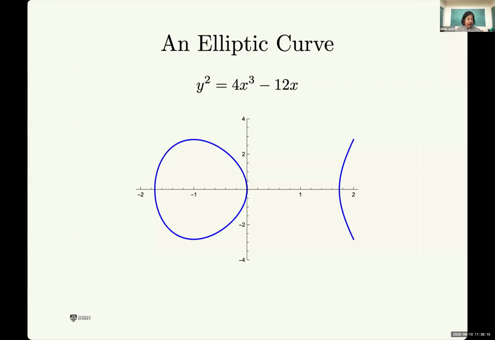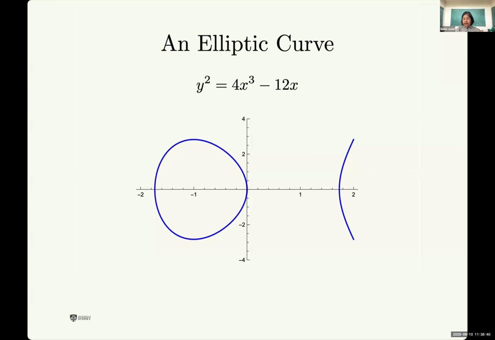So let me start with that story, the story of elliptic curves. And elliptic curves have a very long history of their own, of course. This is an example of one that I've drawn, graphed in the real plane, in the XY plane, with this simple choice of parameters.